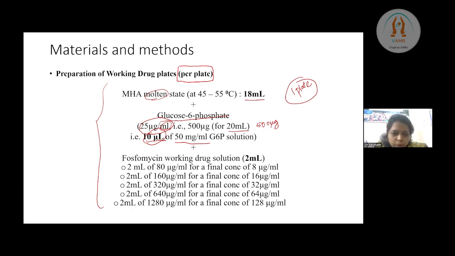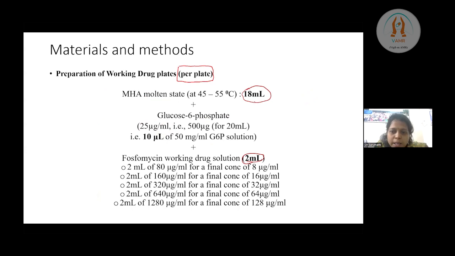And coming to the Fosfomycin working drug solution, 2 ml is to be added. Molten MHA should be 18 ml, plus the drug solution 2 ml. Totally we are getting 20 ml per plate.